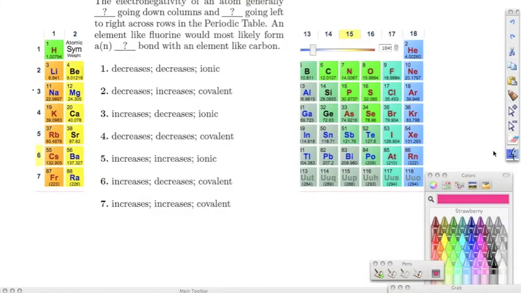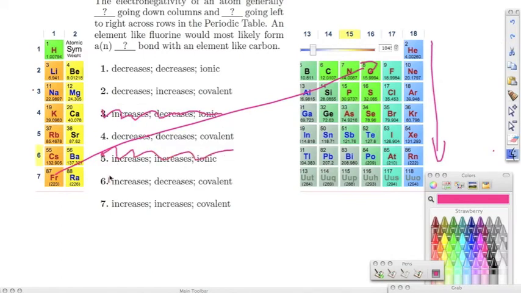All right, guys, looking at this one, we are looking at the problem. It says the electronegativity of an atom generally blank going down the columns and blank going left to right across the periodic table. Well, we know that it increases as it gets closer to fluorine. So if it's going down the columns, obviously we know that it is going to be decreasing. Okay, so anything that says increasing, we can mark that out. Definitely not. It's going to be decreasing. Okay, and then it says going from left to right across the period. So going this way, we see that it is going to be increasing because it's getting closer towards fluorine.